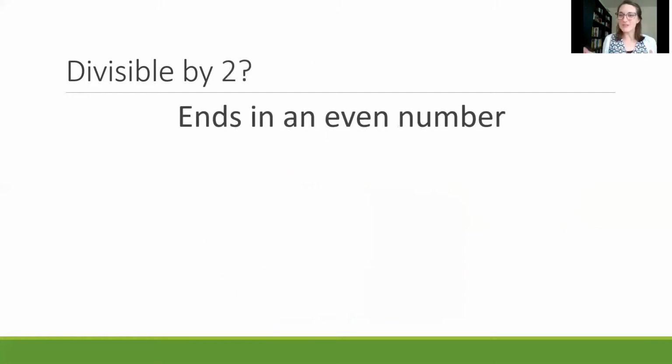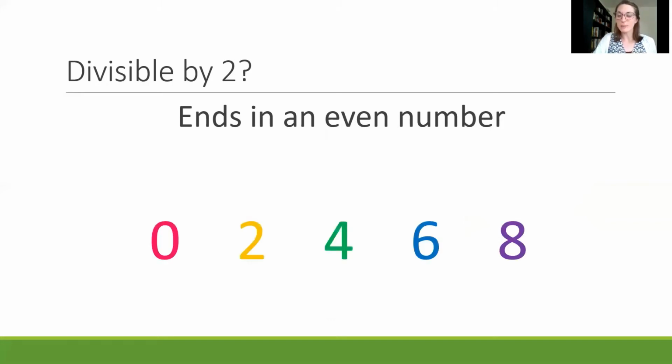Now, when can you divide something by 2? Only if it ends in an even number. Keep in mind, the even numbers would qualify as 0, 2, 4, 6, and 8. So if a number ends in 0, 2, 4, 6, or 8, you know that it will be divisible by 2.